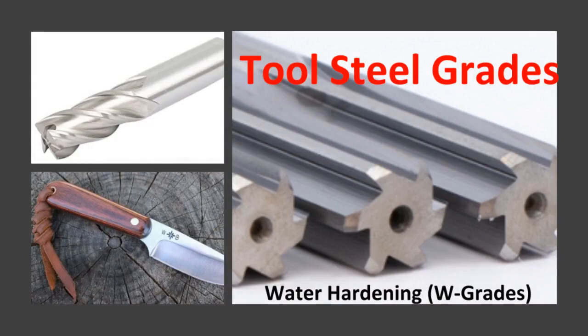Water hardening, W grades. This is basically a high carbon steel. While it generally has a lower cost, it cannot be used where high temperatures are involved. This steel can achieve a high hardness, but it is rather brittle when compared to other tool steels. All W-grade tool steels must be water-quenched, which can lead to increased warping and cracking. Typical applications include cold heading, cutting tools and knives, embossing, reamers and cutlery.